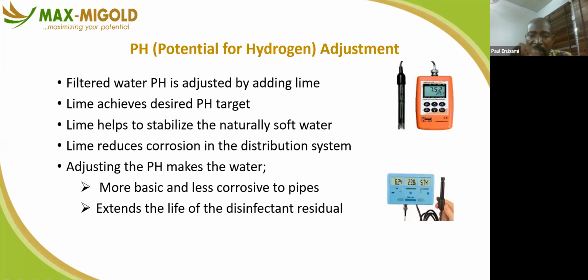Lime helps to stabilize the natural soft water. Lime reduces corrosion in the distribution system. Adjusting the pH makes the water more basic or less corrosive to pipe. It extends the life of disinfectant residual. So that helps you to maintain the lifespan of all your sanitary wares.